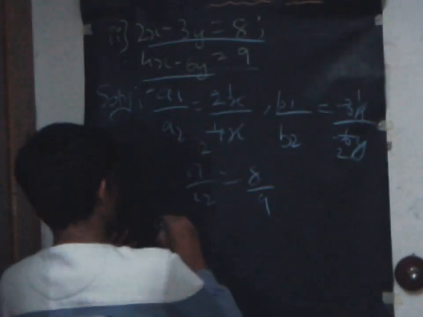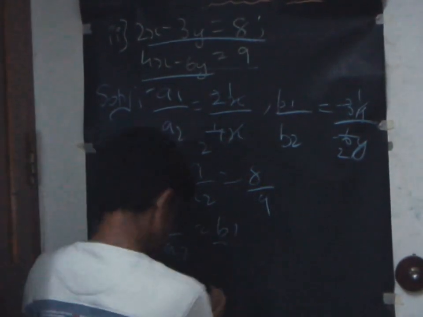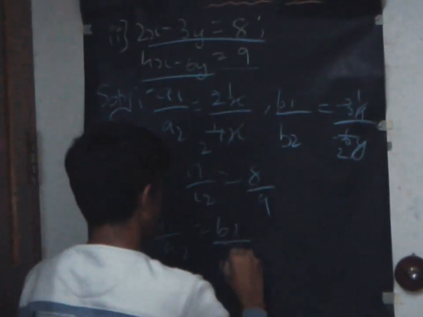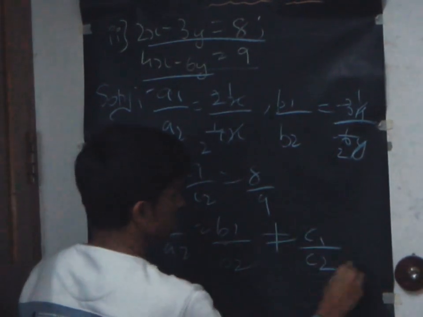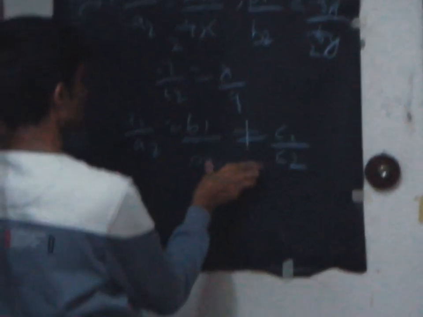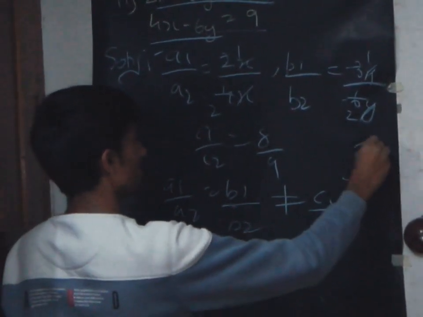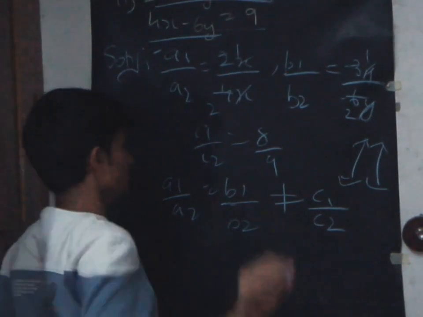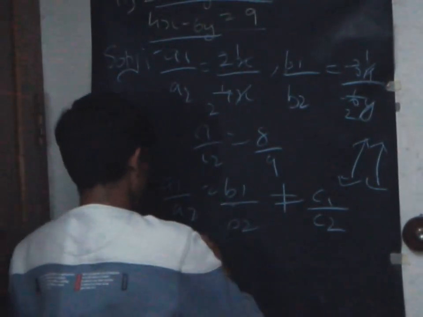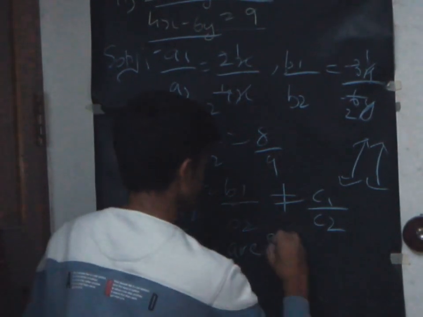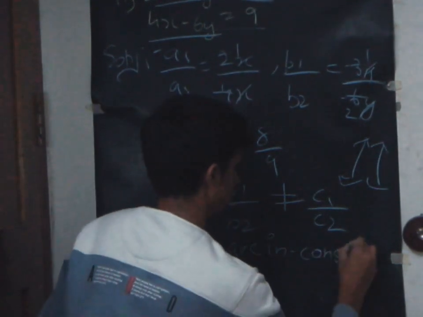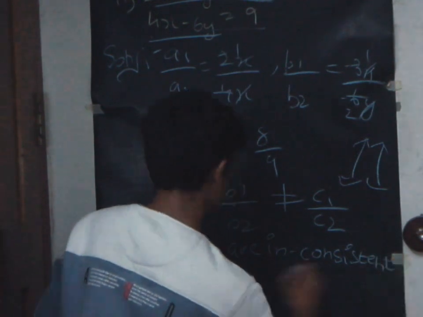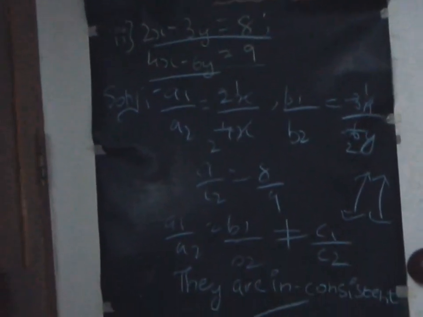Here we can conclude that a1 by a2 is equal to b1 by b2 is not equal to c1 by c2. This will be the conclusion. So we can conclude here they have parallel lines. Parallel lines are inconsistent, I have told you earlier. So they are inconsistent. This will be the conclusion and the answer of the second sub question of the third main question. Please be assured that this will be the answer. Please take a look at it once.